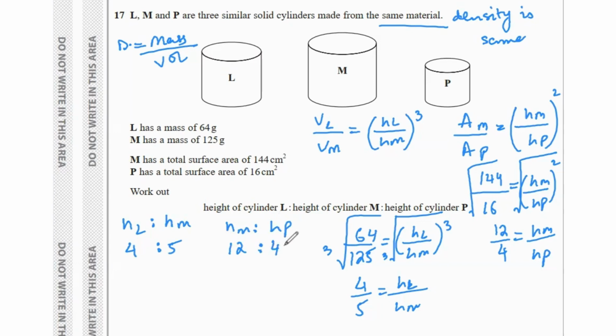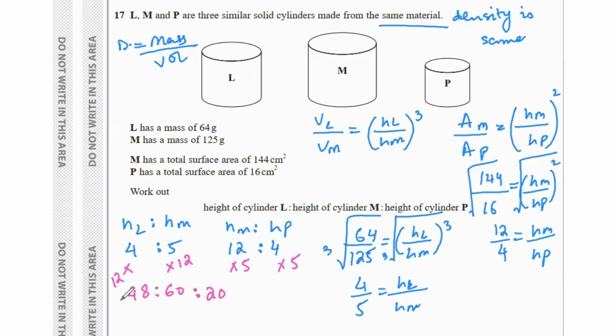As you must remember, when you're trying to combine two ratios into one single ratio, you need to make sure that the common quantity in both the ratios is the same. In our case, that's the height of M. Now, M is 5 in the first ratio and 12 in the second ratio. So to make it the same, we need to multiply this by 12 and this by 5. Since this is being multiplied by 12, we have to multiply this by 12 as well, and this by 5 as well, because you can't just change one quantity, you have to change both of them. So that's going to be 48 is to 60 is to 20.